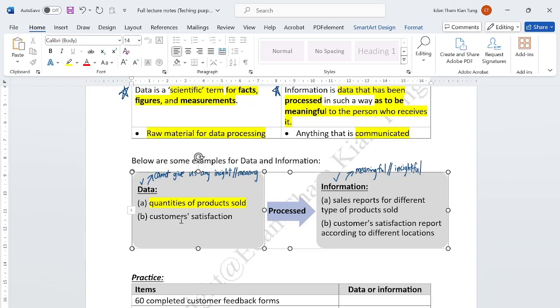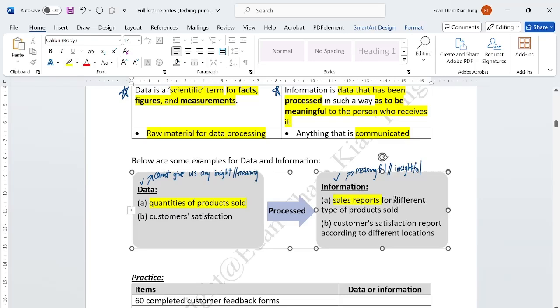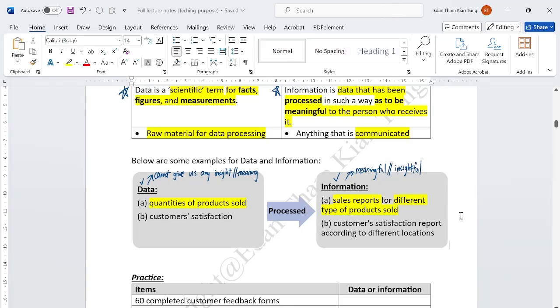But look at your right hand side. Information is the data process, right? So after the data have been processed, we can produce a sales report for different type of products sold. For example, like what? So initially, I only tell you that how many units of bread that we have sold, right? After we process the data, it will become a sales report for different type of product that we have sold.